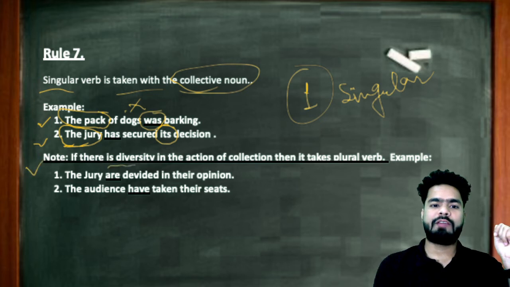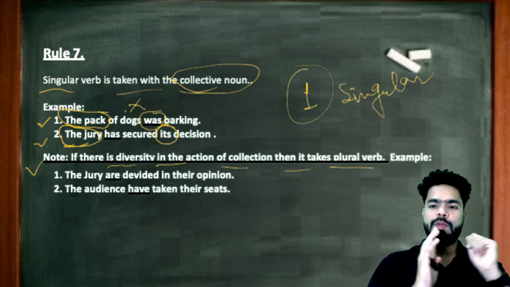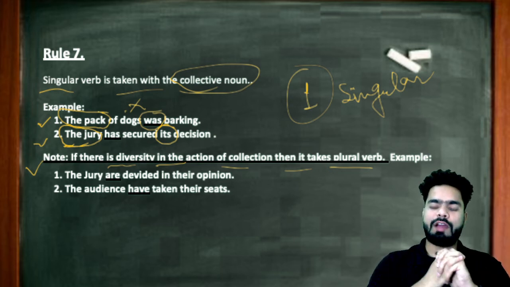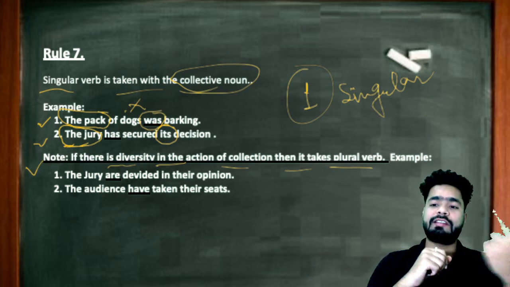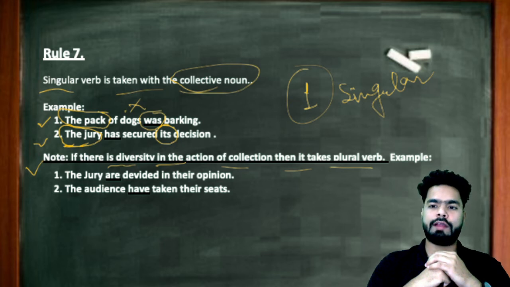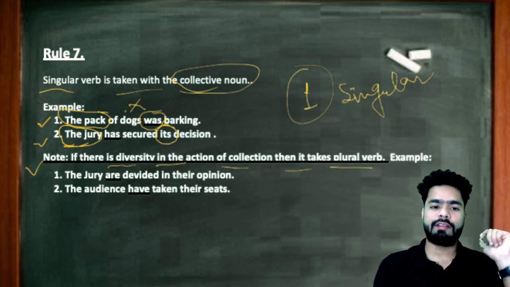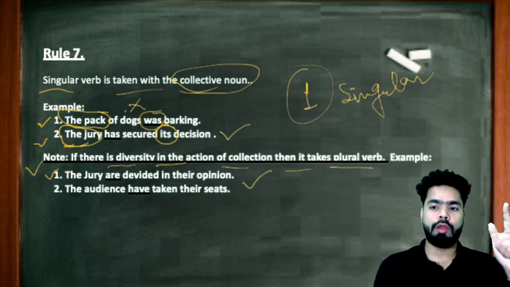Next, note: if there is diversity in the action of the collection, then it takes a plural verb. This means we have a collective noun, and in the collection people or things are there whose actions are different, in which case we will use the plural verb. For example, "The jury are divided in their opinion." How? Here we have treated jury as singular, but here we will use jury as plural.